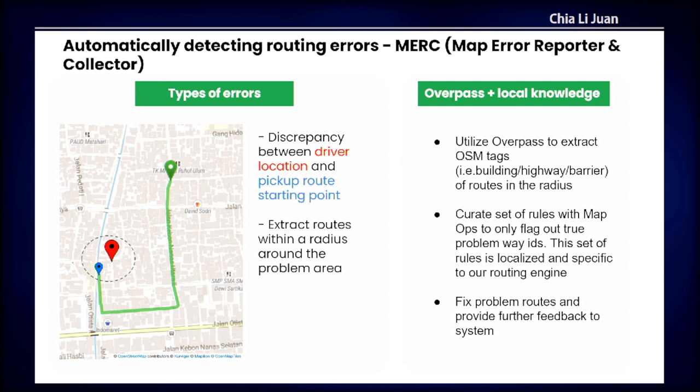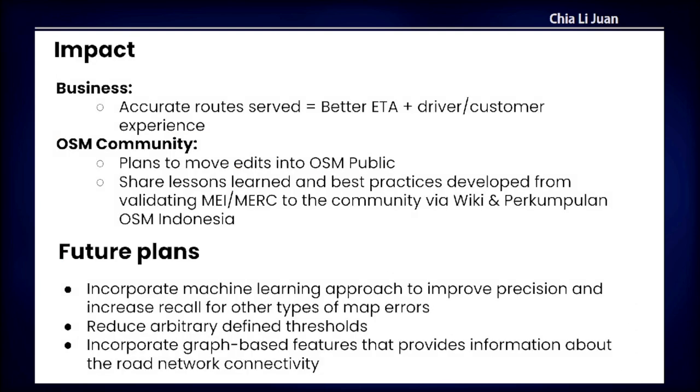In this case, we extract all these routes, and then we use Overpass to extract the OSM taggings of the routes in the radius. We have a set of rules with our map operation teams to only flag those that we deem truly problematic routes. And we will fix these problems and also provide further feedback to the system so that it can improve.